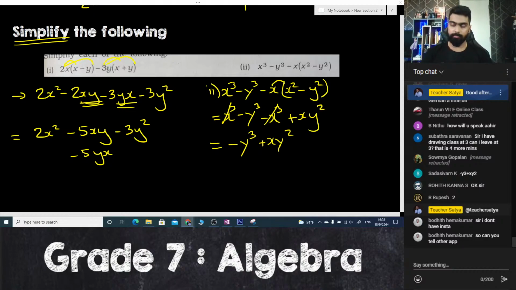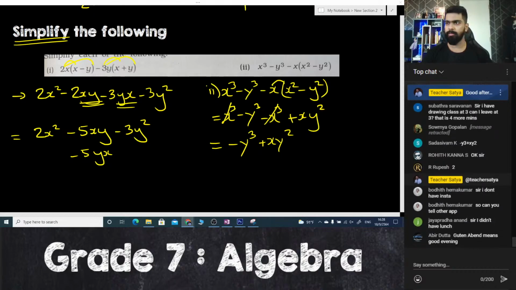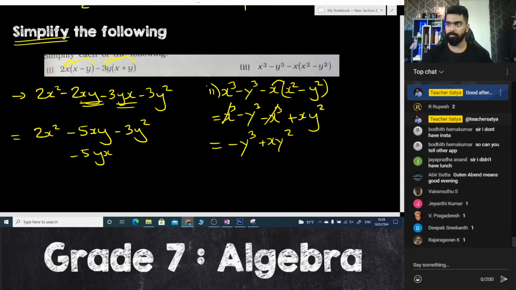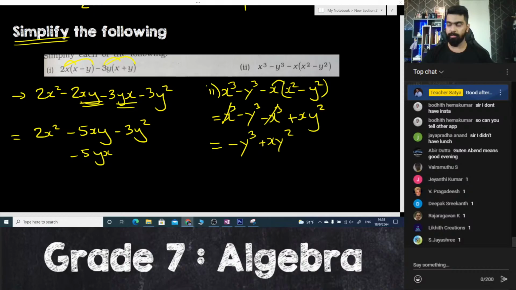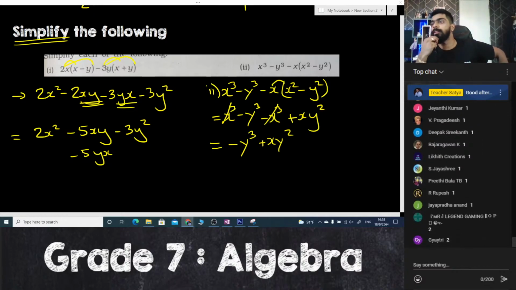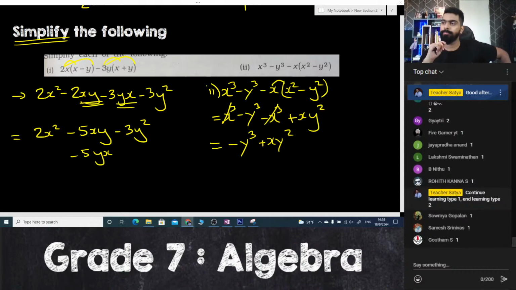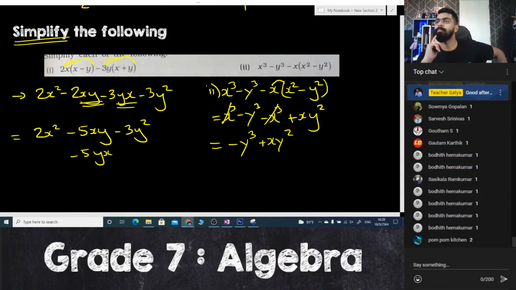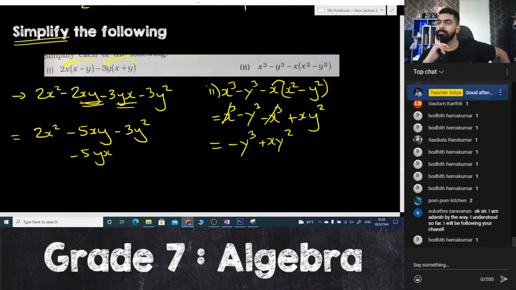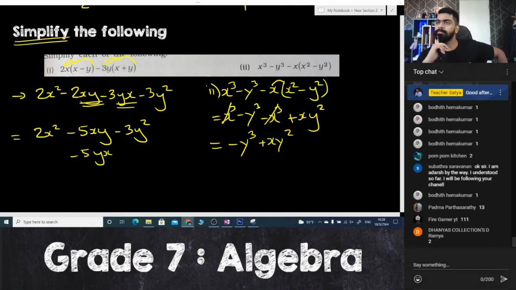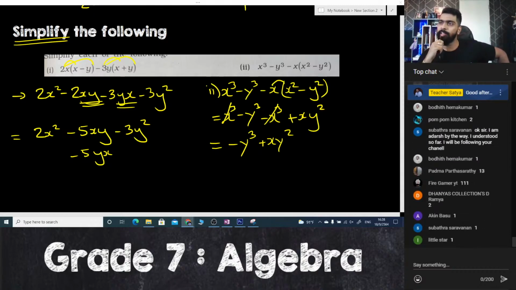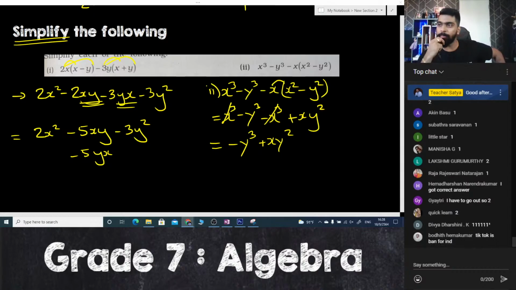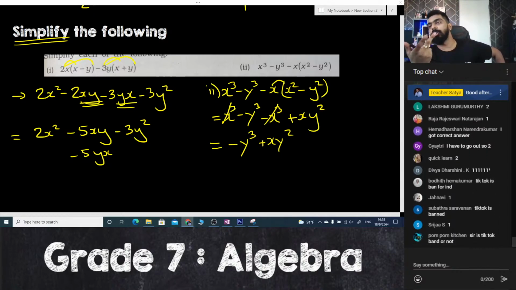Continue learning, type 1, and end learning, type 2. Subhatra, very good that you are understanding. Oh, about 90% are 1.